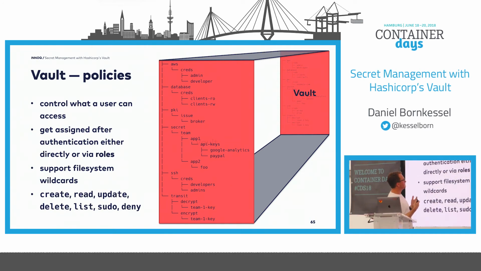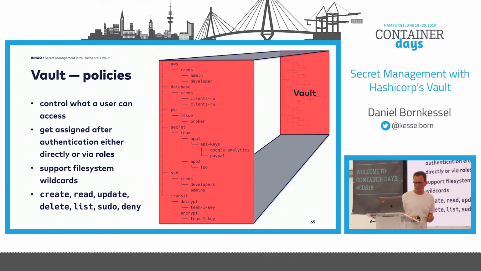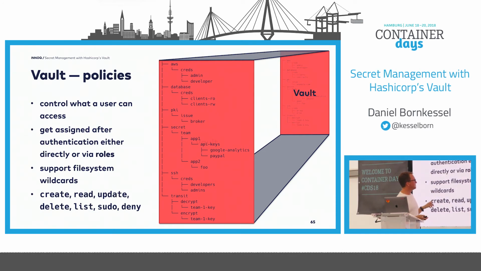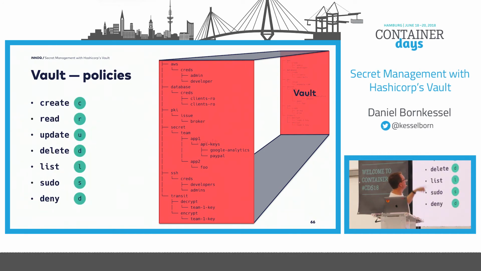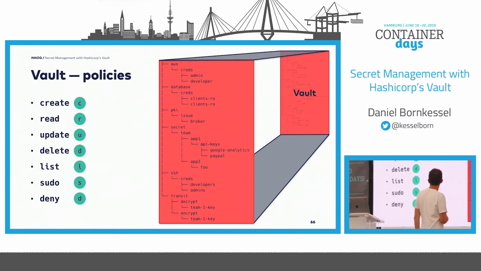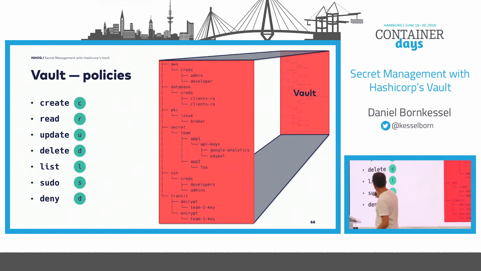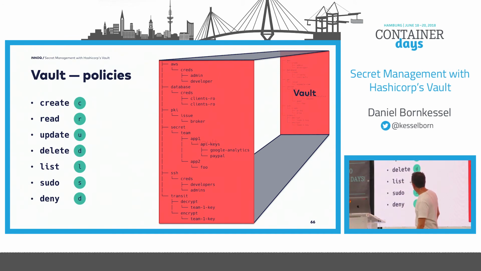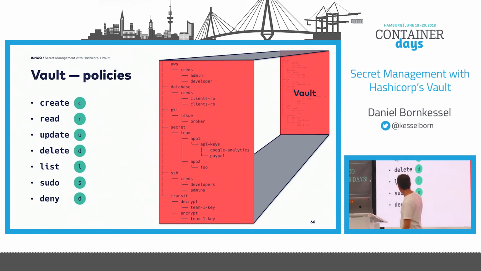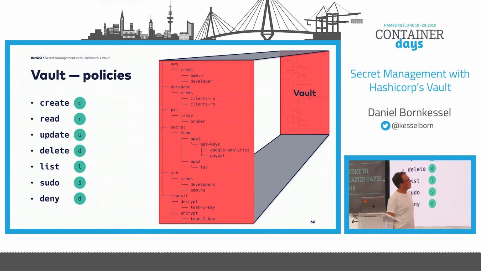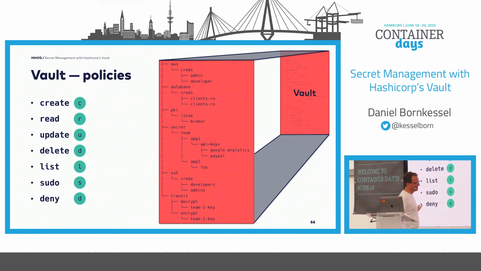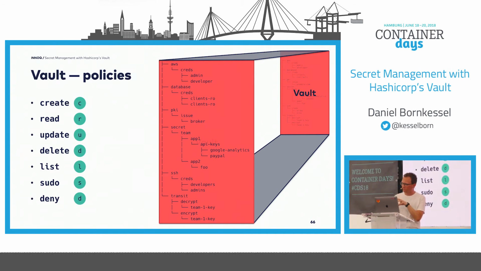Now I can apply the policies based on a file path, and it supports wildcards as well. And there we have the usual suspects of verbs: create, read, update, delete, list, sudo, and deny. I think everything apart from sudo should be more or less self-explaining. The sudo I will leave out for today. It's for the Vault user management itself, so that you don't always need the Vault root user who is allowed to do everything, but you can give sudo rights to other Vault users.